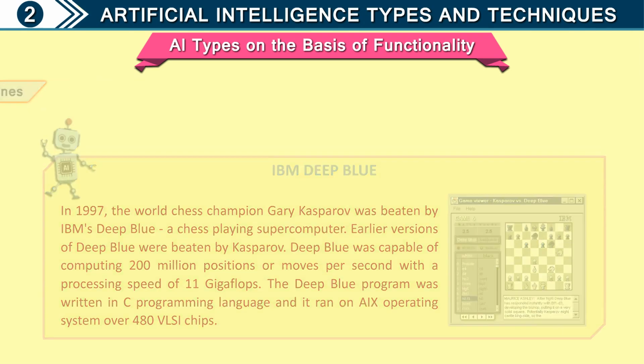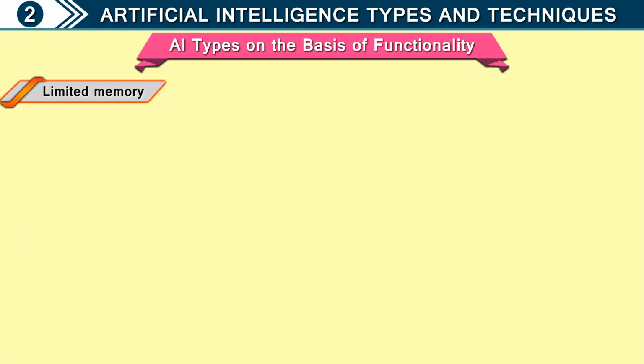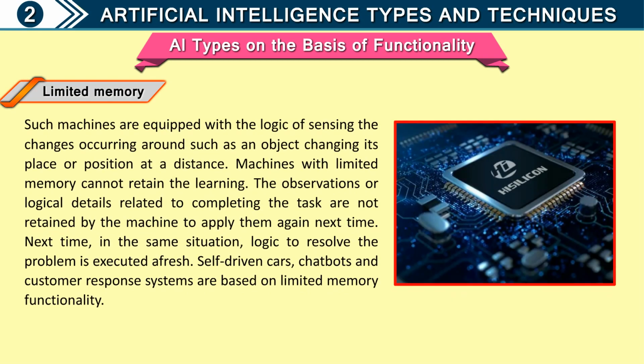chips. Limited memory. Such machines are equipped with the logic of sensing the changes occurring around, such as an object changing its place or position at a distance. Machines with limited memory cannot retain the learning.